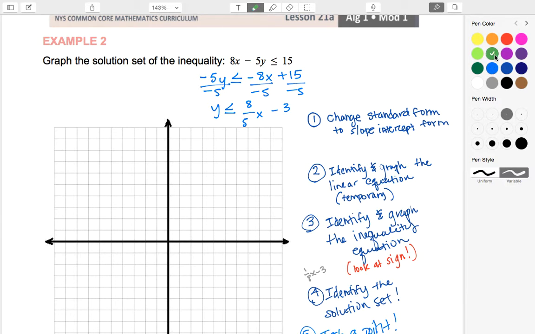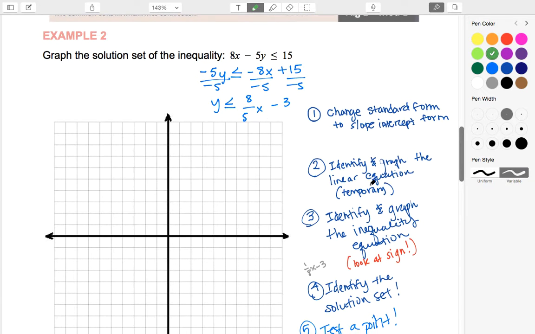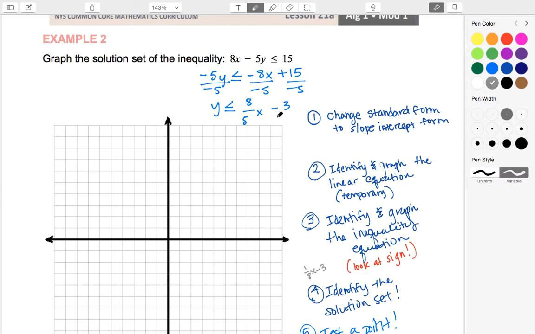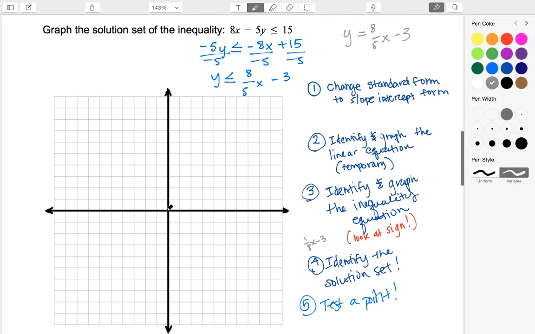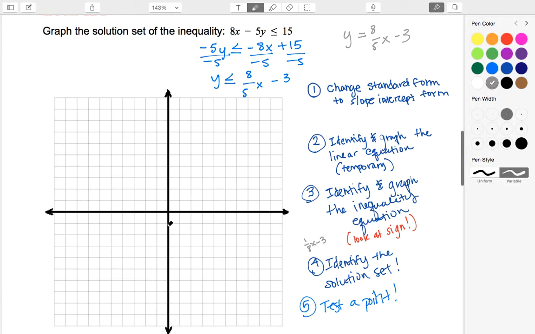And so our second step is to identify the temporary equation. So this is essentially y is equal to 8/5 x minus 3. Remember, this is not your final equation. This is just you graphing it so you can get an idea how it should look like. So we find negative 3. Here's negative 3, and we rise 8. 1, 2, 3, 4, 5, 6, 7, 8, and run 5. 1, 2, 3, 4, 5.